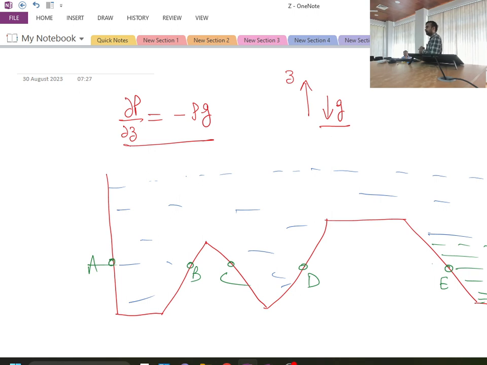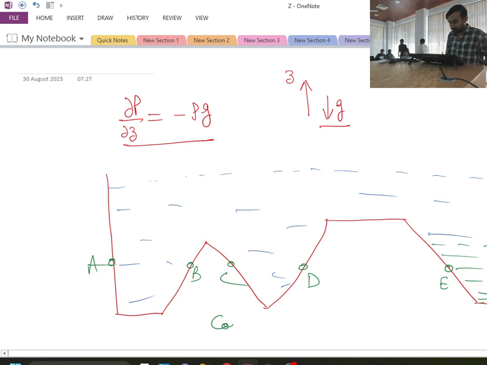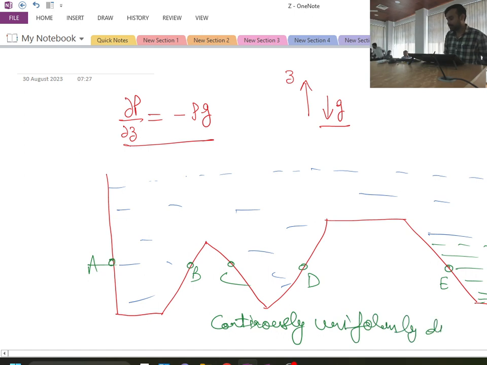For the same liquid, it will stay at the same elevation. Yes, but here the liquid is changing. So one important point you have to note down: only when we have a continuous, uniformly distributed liquid will we have the same pressure at the same height. So the important keyword is continuously, uniformly distributed fluid.